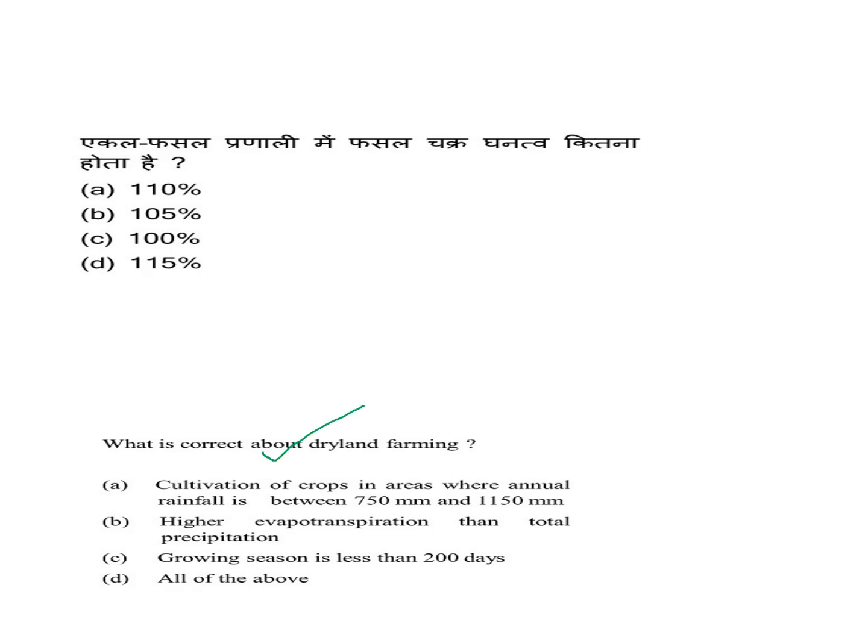What is true about dryland farming? In dryland farming, the annual rainfall will be between 750 to 1150 mm. This is the correct answer. And the growing season is less than 200 days. It is also correct. The second option, higher evapotranspiration than total precipitation. This is also correct. The answer for this is all of the above.